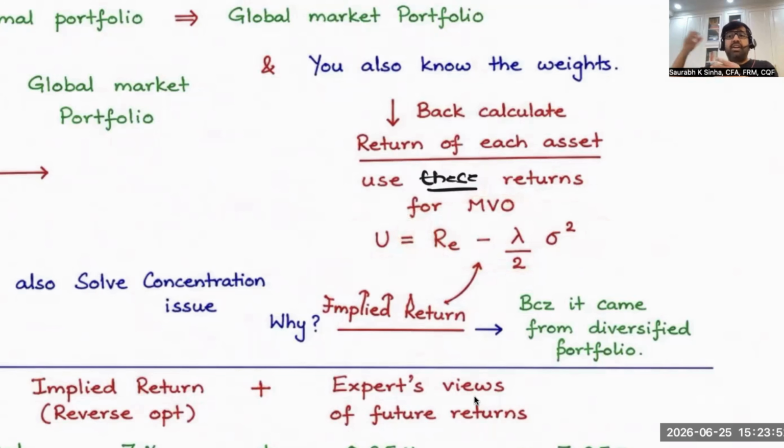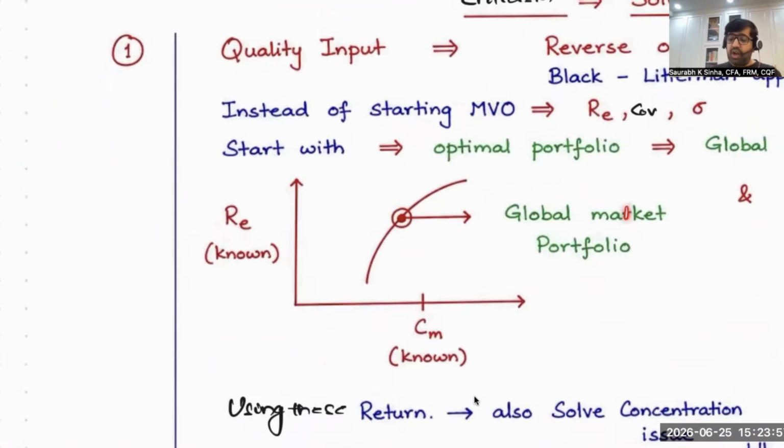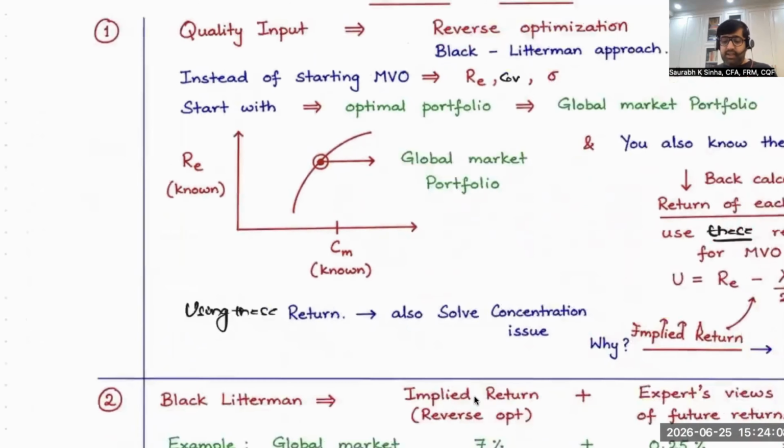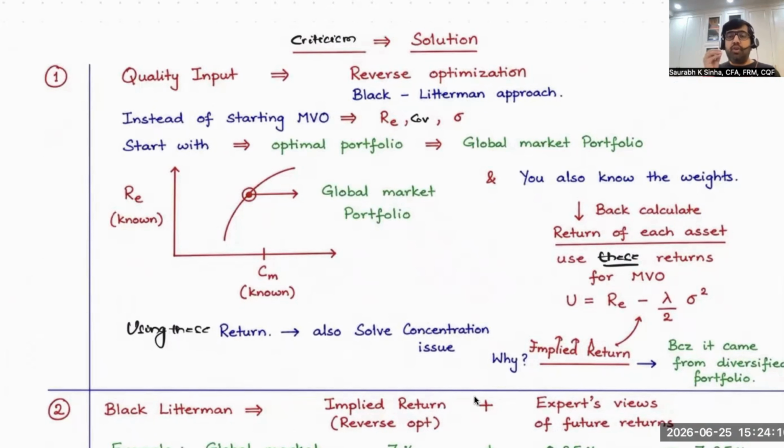So you're not estimating the return. You are back calculating the return from which portfolio? The efficient frontier global market portfolio. So you're not estimating, you're not forecasting. You're using what is there in the market. Okay. So definitely this is going to solve your problem of throwing garbage input in the mean variance optimization. And these returns are called as implied return.